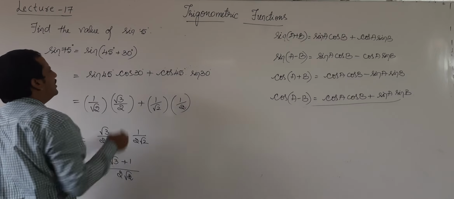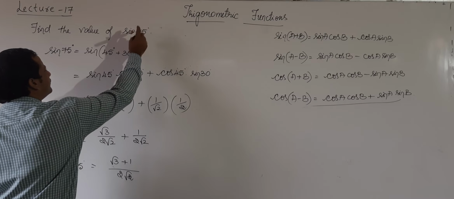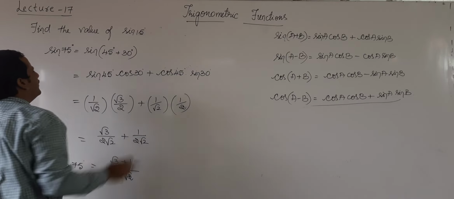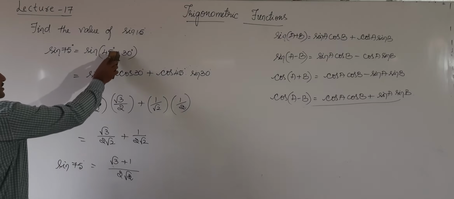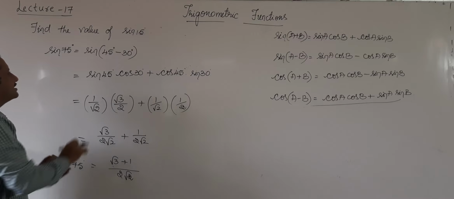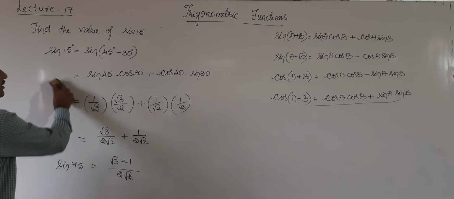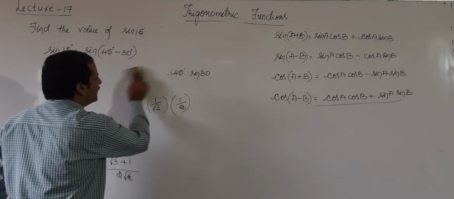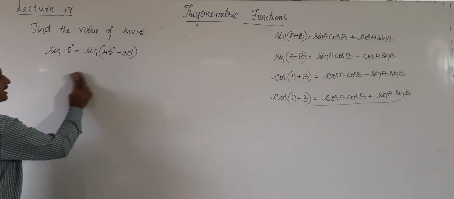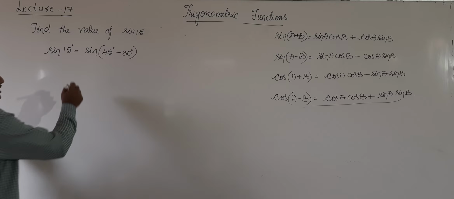Let us look at the next question. Find the value of sin 15 degree. Okay, so you can easily predict what I am going to do. I can write sin 15 degree as sin (45 degree minus 30 degree). 15 degree is nothing but 45 minus 30.